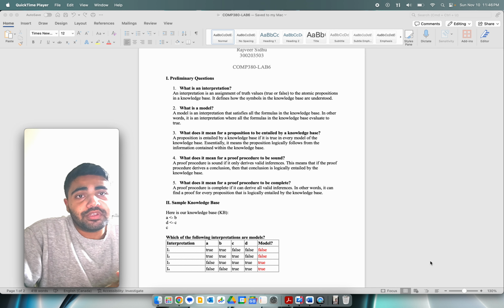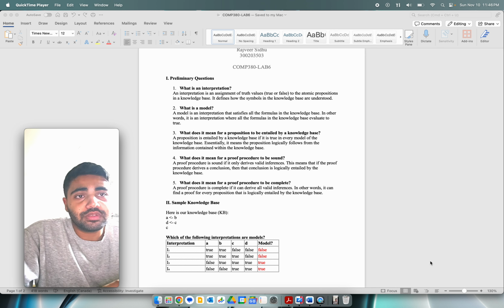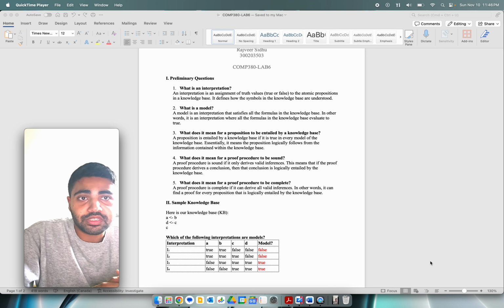What does entailment mean? Entailment is all about logical consequence. If a proposition is entailed by a knowledge base, it means that it has to be true in every possible model of that knowledge base. It's like saying this follows logically from everything else we know.